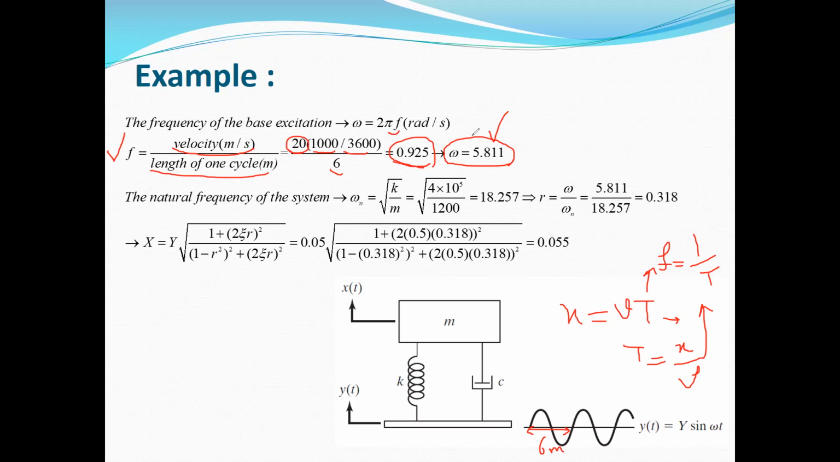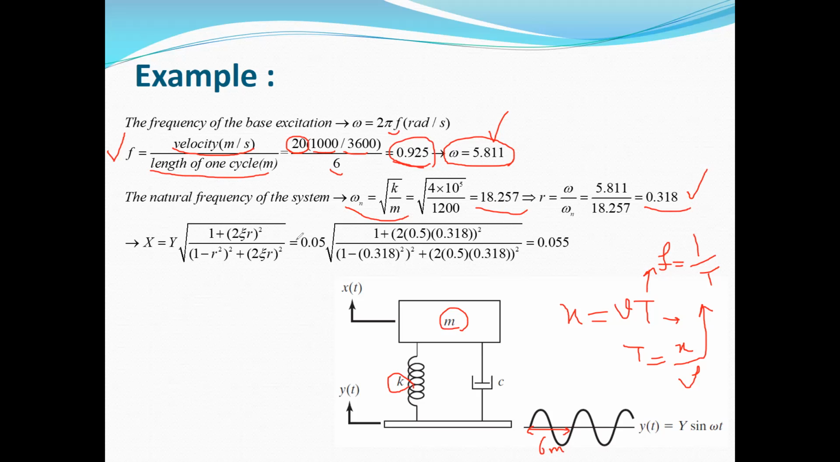So now we have omega, the frequency of the excitation. Also, we can calculate the natural frequency, omega n, of the system, and it's equal to the square root of k divided by m, because this is a simple SDOF system. So the natural frequency of this system is the square root of k divided by m, and it's equal to 18.2. And now we can write R, which is the ratio of omega to omega n, the frequency ratio. We can calculate this parameter, which is 0.318.